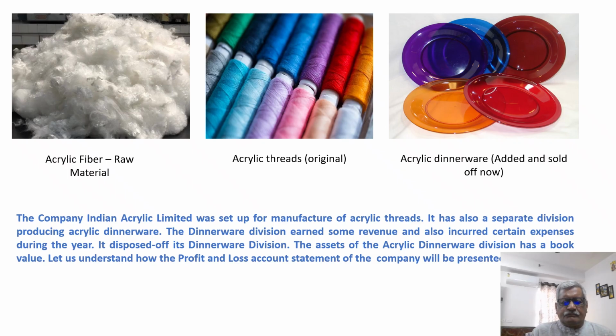Another example: a company produces two products, acrylic threads and acrylic dinnerware. The company Indian Acrylic Limited was set up for manufacture of acrylic threads. It also has a separate division producing acrylic dinnerware. The dinnerware division earned some revenue and also incurred certain expenses during the year. It disposed of its dinnerware division. The assets of the acrylic dinnerware division have a book value. Let us understand how the profit and loss account statement of the company will be presented.